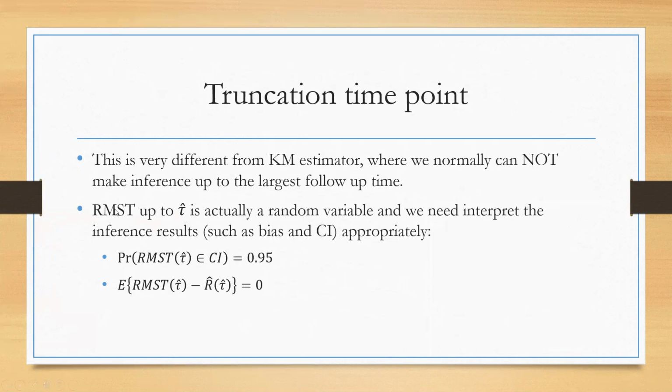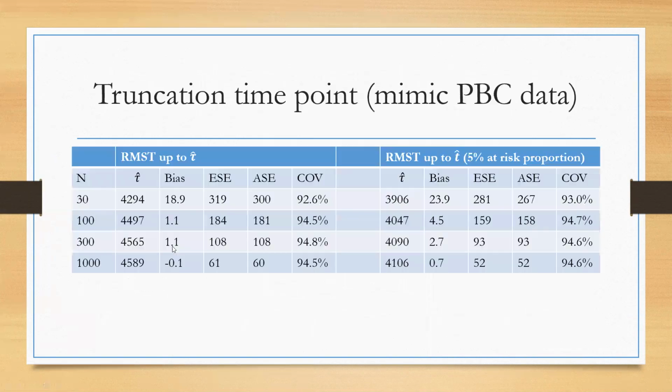And also you can see the RMST up to this t-hat, which is the last time point, is actually a random variable. So we have to be careful about interpreting the results, for example, in terms of confidence interval and bias. The parameter we try to estimate is actually a random variable rather than a constant.